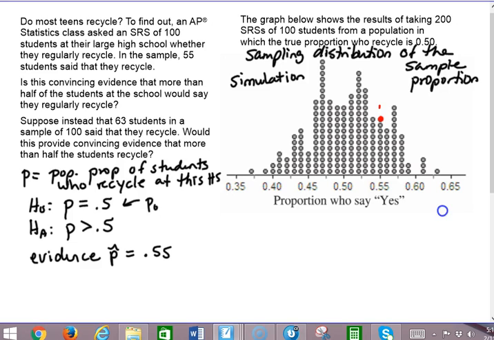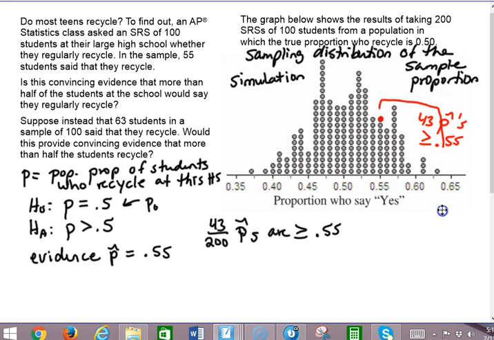As a matter of fact, there are 43 p-hats that are greater than or equal to 0.55. So 43 out of 200 p-hats are greater than or equal to 0.55. That's not unusual. That's 21.5% of them, greater than or equal to 0.55.